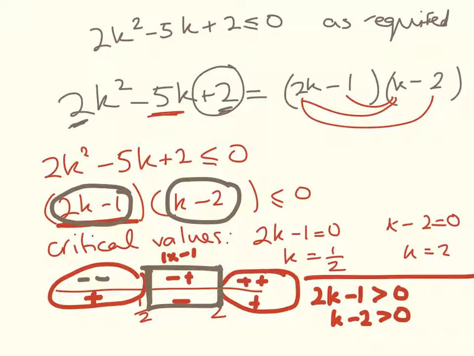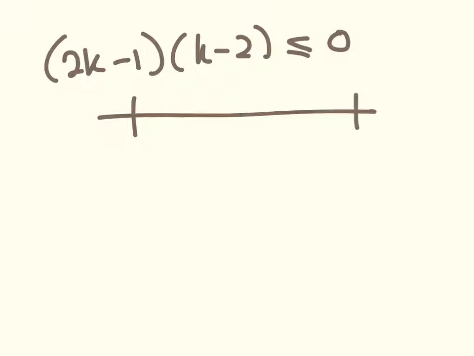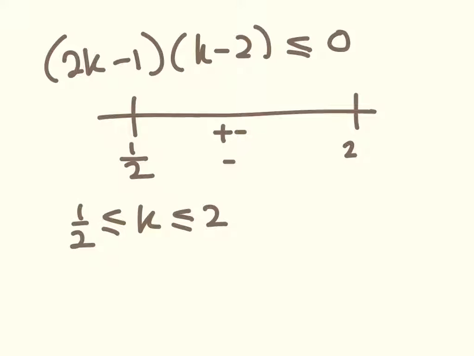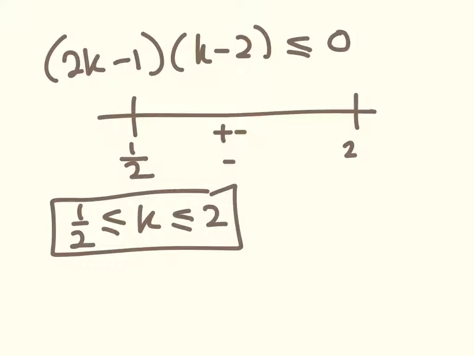On the next slide, I'm just going to write that out a little bit more cleanly so you can see what's going on. So we've got 2k minus 1 times k minus 2. We want to know when it is less than or equal to 0. And we did this little critical value thing, 1/2 and 2, and we found that in here we had a plus and a minus, which gives me a negative. So if I have k between 1/2 and 2, then that's the solution region for it.